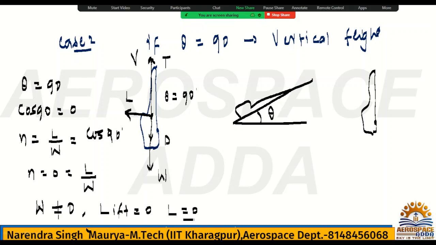Lift will be 0. So how is that aircraft flying, how is it going? See, in air shows you have seen, no? On 26 January, have you seen that? That aircraft show and all. In Delhi, no? So that aircraft is going vertically because of this thrust only. So this thrust will be drag plus weight. There is no lift force. So for that reason, for the vertical flight, what is the load factor?